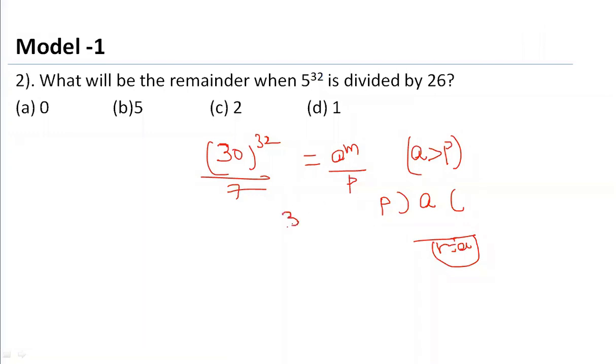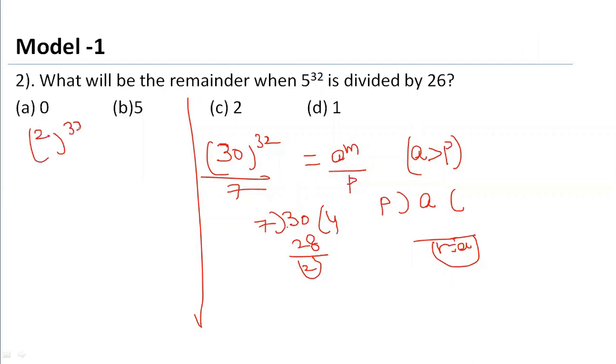As A is greater than P, I am taking 30 here and dividing it by 7. 7 fours are 28. What is the remainder? The remainder is 2. Whatever remainder you get, you replace it with A. That means now the question is not 30 power 32 by 7. The question is 2 power 32 by 7. Where A is less than P, you can directly check after how many powers of 2 divided by 7 the remainders are going to get repeated.